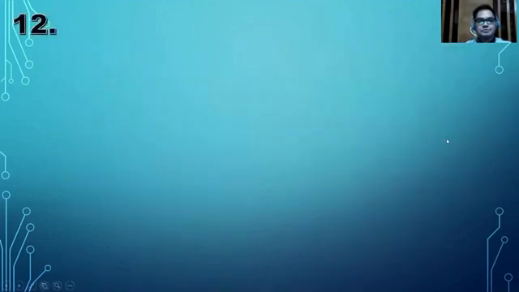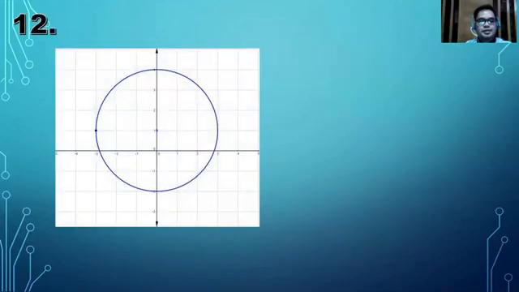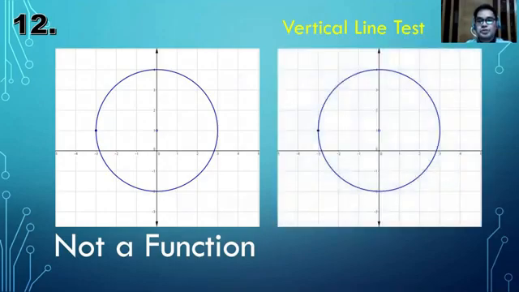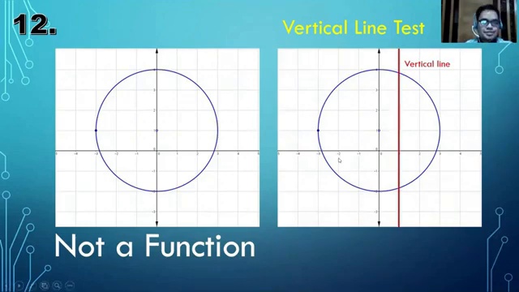Next, for number 12. Okay, is this a function? Not a function. What makes this one not a function? Okay, so again, use the vertical line test. According to the vertical line test, this vertical line passes through and intersects at how many points? Okay, there are 2 points. That makes this illustration not a function.